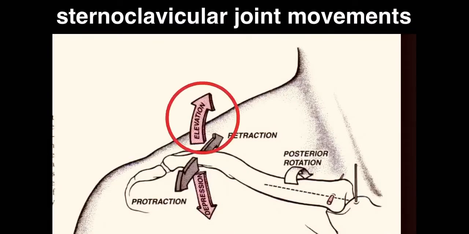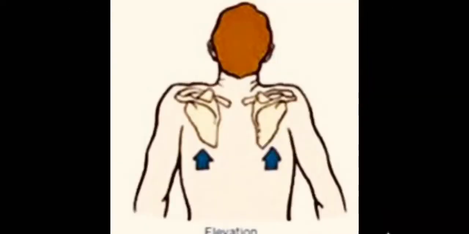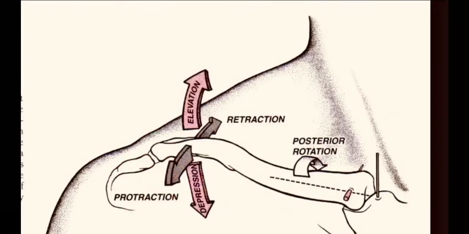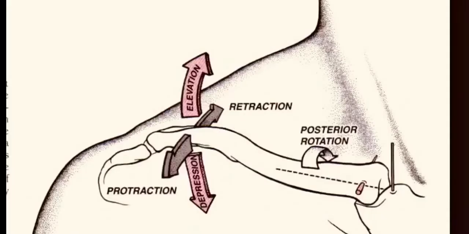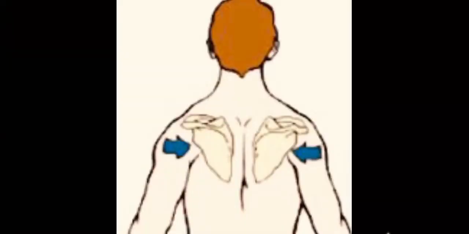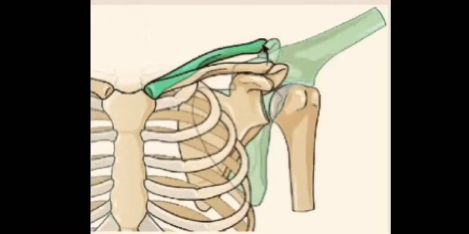Sternoclavicular joint movements: elevation, depression, protraction, retraction, axial rotation of the clavicle. And this movement happens when you raise your arm over the head by flexion.